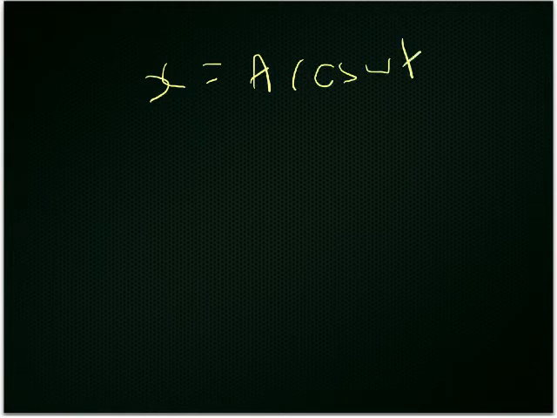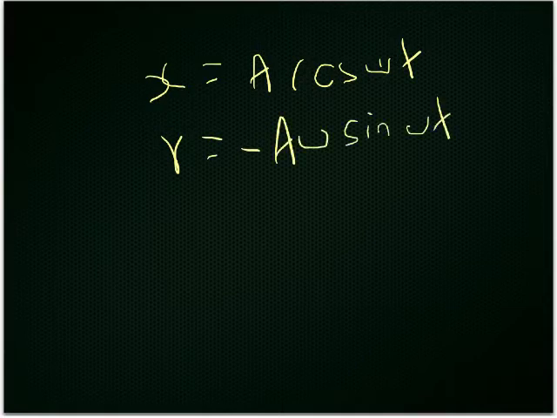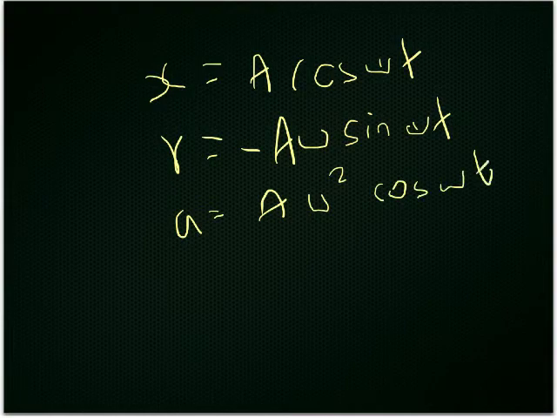And then you can go from the other. So x equals a cos omega t. Differentiating that, you must get velocity equals negative a omega sine omega t. And acceleration equals negative a omega squared cos omega t.